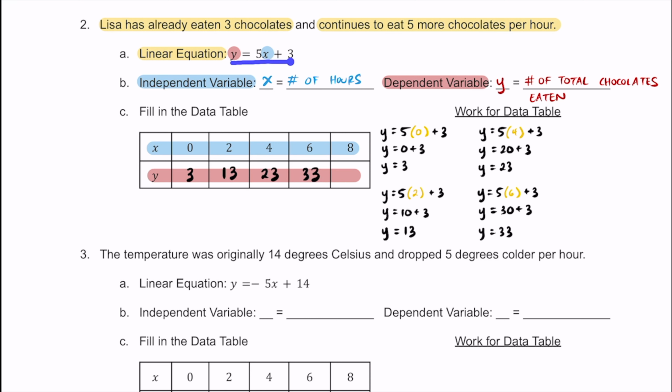One more time, we have this linear equation, but now we have 8 hours. Let's go ahead and substitute that in for x. So we're going to have here y is equal to 5 multiplied by 8 hours, so it's 5 times 8. Then we can go ahead and add 3 on afterwards. 5 times 8, that's going to be 40, so y is equal to 40 plus 3. 40 plus 3 is going to be 43. Okay, so in 8 total hours, she'll have eaten a total of 43 chocolates.